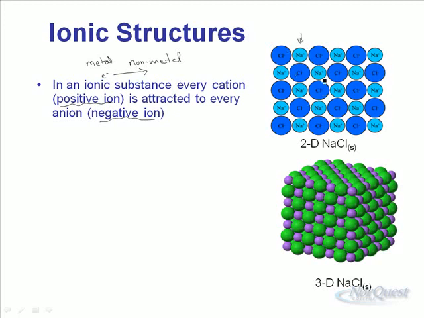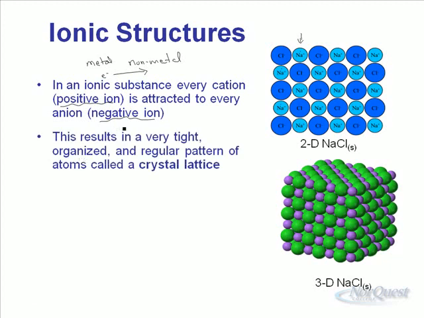So here we have a two-dimensional diagram of sodium chloride, and if you take a look, every positively charged particle is surrounded by negatively charged ones, or you can look at it the other way around as well. The negatively charged particles are surrounded by the positively charged ones. It means the same thing, but what this does is it tightly packs our ions together. This results in a very tight, organized, and regular pattern of atoms called a crystal lattice.